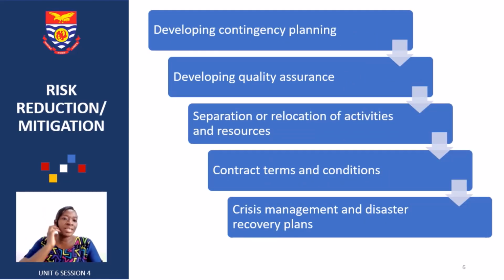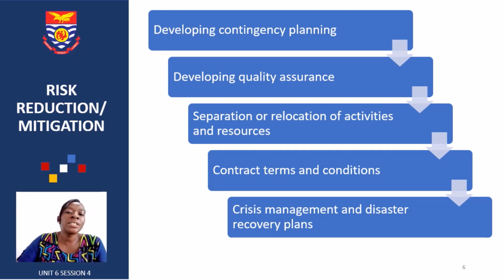Then we have risk reduction, things that can reduce the impact of the risk just in case it happens. One is the contingency plan, like I was making mention of. You should have plan A, plan B, plan C, plan D, plan E, so that if this happens, you can then go to something else and work on it.